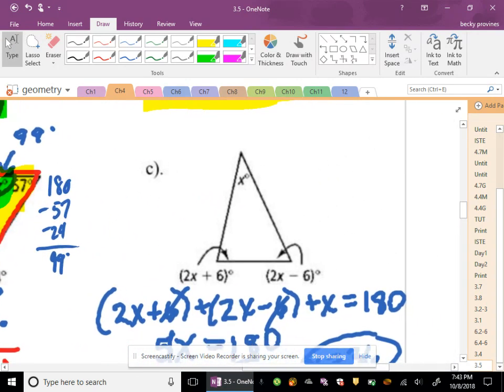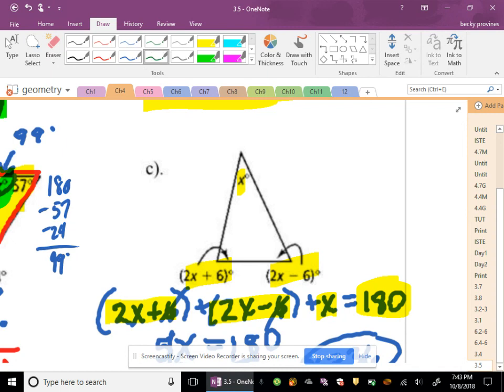Okay, for the next one, again, we know this total. We have 3 sets of angles. We know it has a total of 180 degrees. So we're just going to write this big algebraic equation. So I want to take the first equation plus the second equation plus x and make it equal to 180.